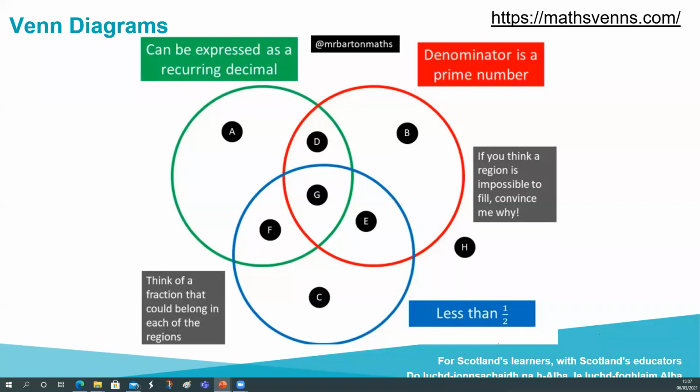But what we would suggest is that you choose a region and you think of a fraction that would fit into that. Or you might even just start by thinking of a fraction and then thinking about which region, for example, if you were thinking of, say, 5/8, where would that fit into? And then beginning to work on from there.